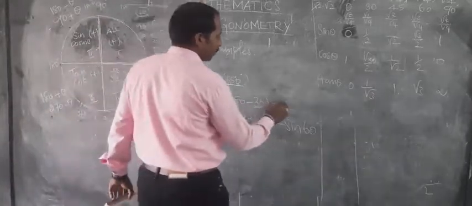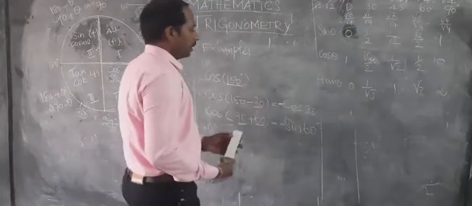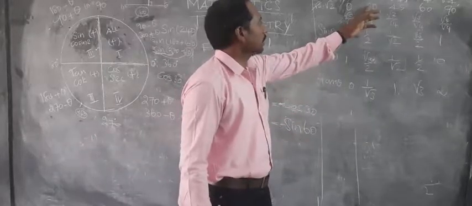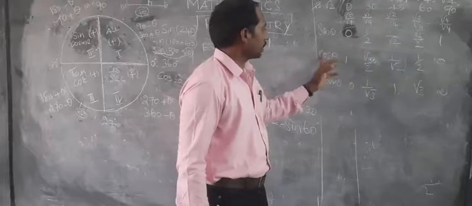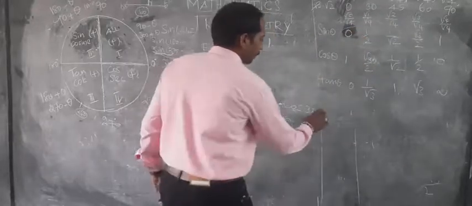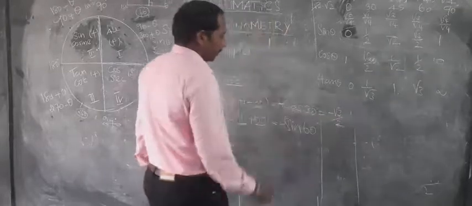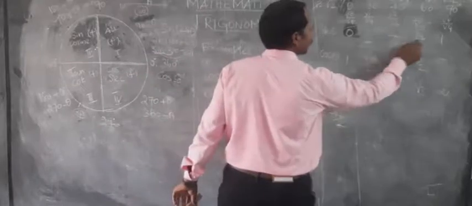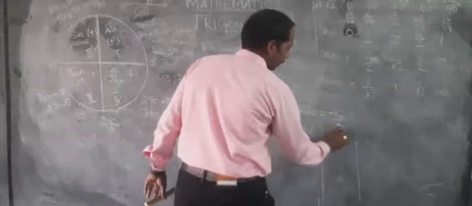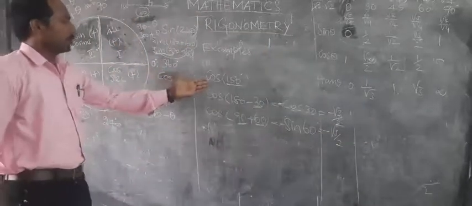Cos, minus cos, what is the theta? 30 degree. What is the cos 30 value? Root 3 divided by 2, but inside negative: negative root 3 divided by 2. What is sin 60? Root 3 divided by 2. Here negative is there, negative root 3 divided by 2. This is the value of cos 150.